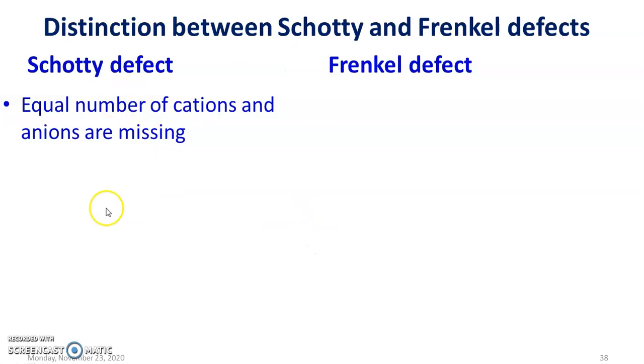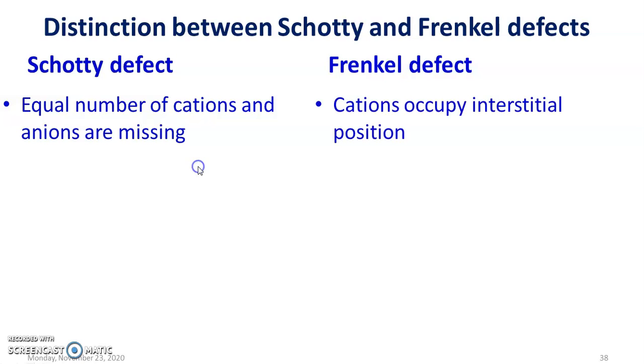Already we discussed some points; now we are making a comparison between Schottky and Frenkel defect. In Schottky defect, equal numbers of cations and anions are missing from their original positions, whereas in Frenkel defect, cations occupy interstitial positions. Actually they are not going away from the crystal, they are just dislocated and occupy interstitial positions. This is the most important difference.